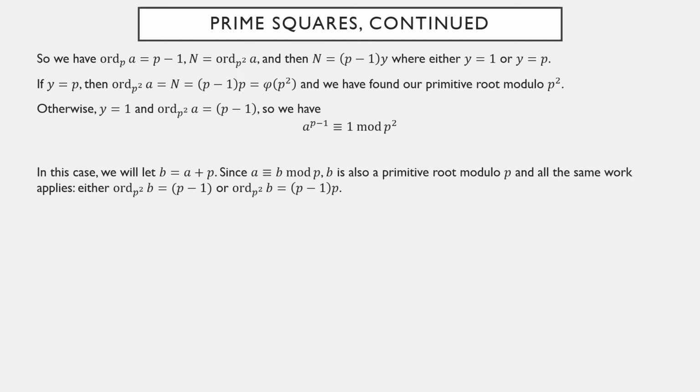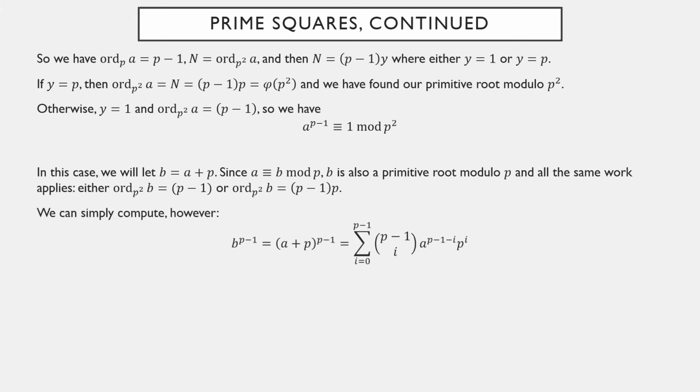Okay, so b is also a primitive root modulo p because it's equivalent to a. It was just plus p. So all the same work applies as from the previous slide. The order mod p squared of b is either p minus 1 or p minus 1 times p.